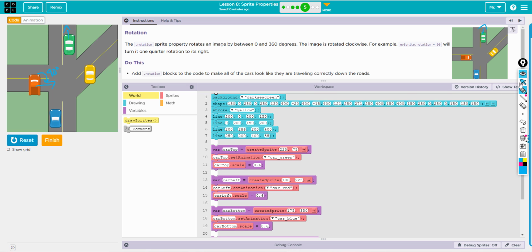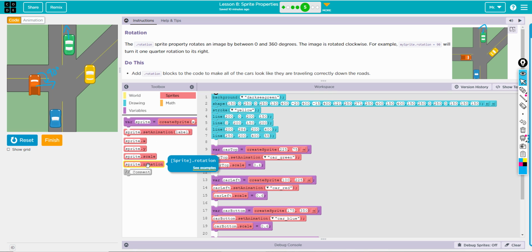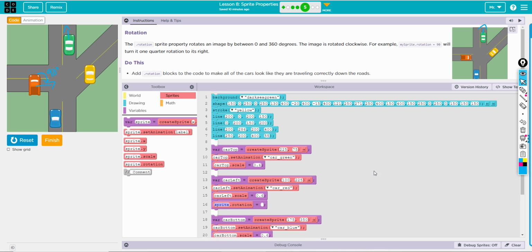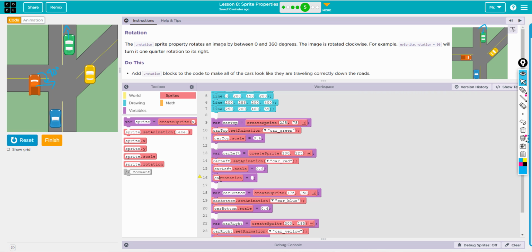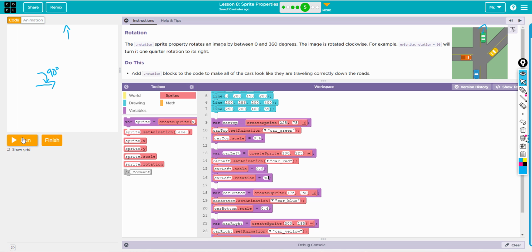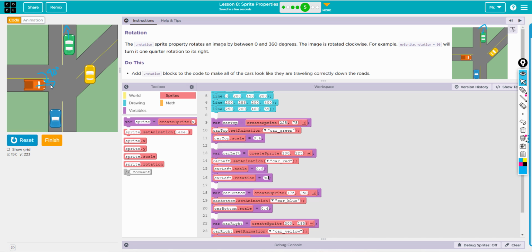Okay, so to do that, we're going to take a look at the car left, which is this car, the car on the left. We're going to use the rotation tool, and since we're rotating car left, I'm going to type in car left here, and it's rotating 90 degrees. So once I hit run again, we notice that the cars are running that way.